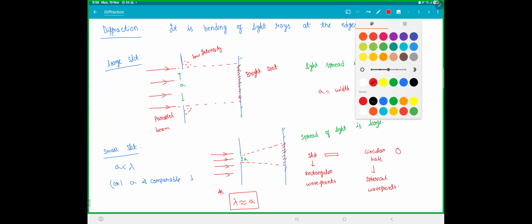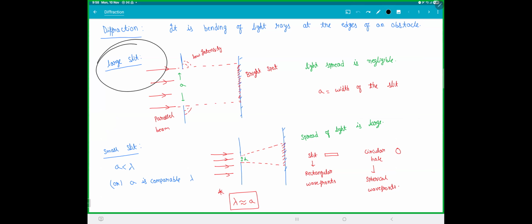So we have two cases here. One, when the slit is large. So you have a large slit and you send the light rays, nothing happens. The light ray almost goes straight. But when they make the slit very small, or when a is comparable to lambda, you actually see the light ray deviates a lot. So this phenomenon of the light ray bending at the edges of an obstacle is called diffraction. This is the first question. This came in JEE. Which of the following condition must be satisfied for diffraction? Lambda greater than a, lambda less than a, lambda almost equal to a.